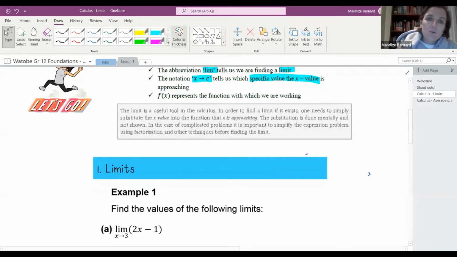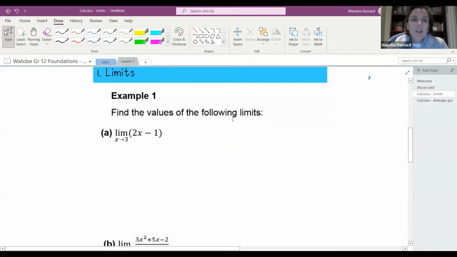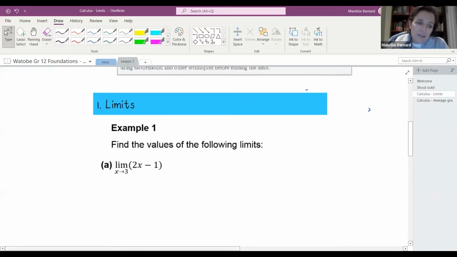F of x, as we also know from our functions course, represents the function that we are working with. Okay, so let's calculate some limits. And I just want to say again, this is not something that you will get in your exam, like calculate a limit. But the concept of a limit is important when we do calculus first principles specifically. Okay, so this question says, what is the limit of 2x minus 1 as x tends towards 3?